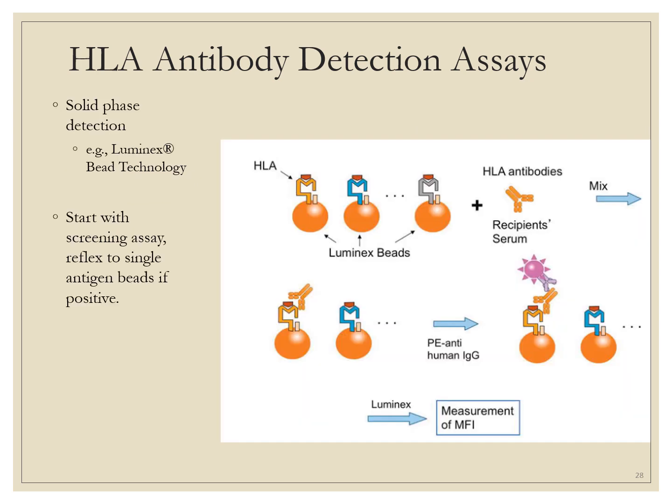In solid phase detection, an example being the Luminex bead technology, you have Luminex beads that have HLA antigens bound to them. You're going to incubate them with your sample, serum or plasma, which may or may not contain HLA antibodies. If the HLA antibodies are present and they bind to the HLA antigen, when you add an anti-IgG, it will fluoresce. And when you run it through the flow, you'll get raw data, which is expressed in MFI, which is mean fluorescent intensity.